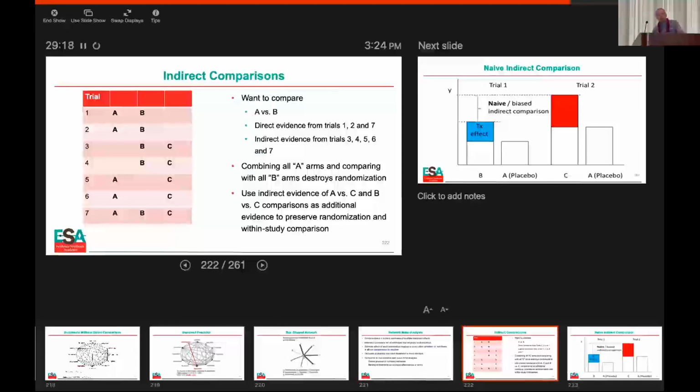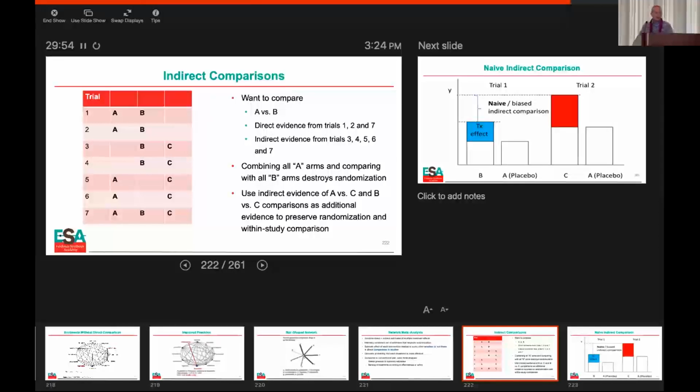Okay, so here's just a very simple graphic to show you what's going on. Let's say I have 7 trials that compare A, B, B, C, A, C, or in one case we have all 3 compared. And I'm interested in the comparison of A with B. So how would I do that? So I have direct evidence from trials 1, 2, and 7 that all compared A with B, and I have indirect evidence from 3, 4, 5, 6, and 7 that all compared A or B with C. So one way I could do this is I could do the naive thing of just combining all the A arms and comparing it to all the B arms, right?